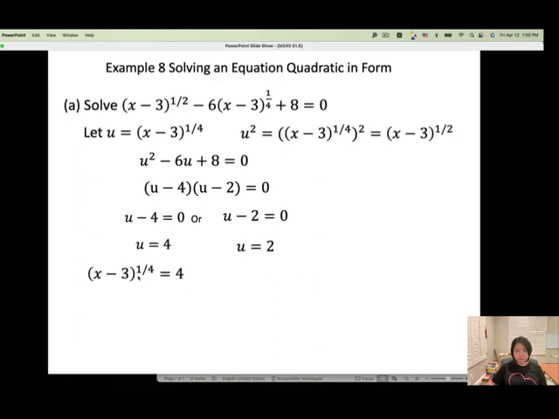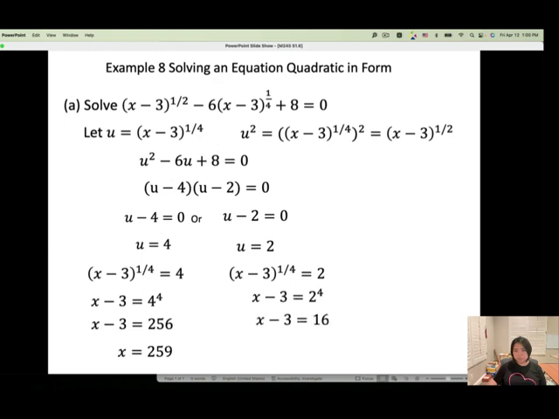And then we're going to take both sides to the power of 4. So this means 4 times 4 times 4 times 4, which is going to be 256. And then add 3. Same idea for this one. x minus 3 to the power of 1 over 4 equals 2. And then we're going to take both sides to the power of 4. So that will be 16, add 3, that will be x equals 19.